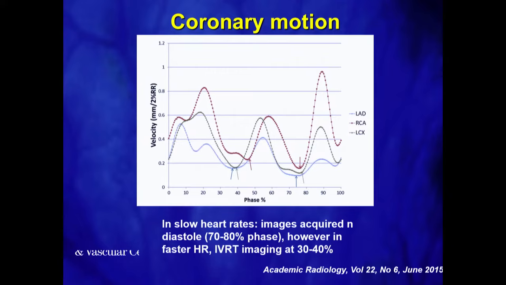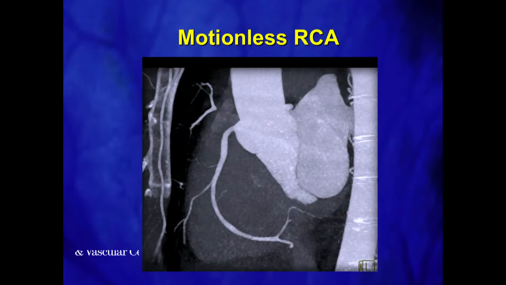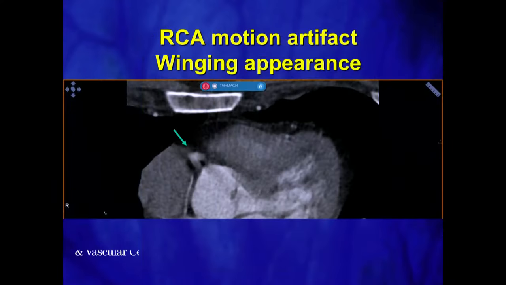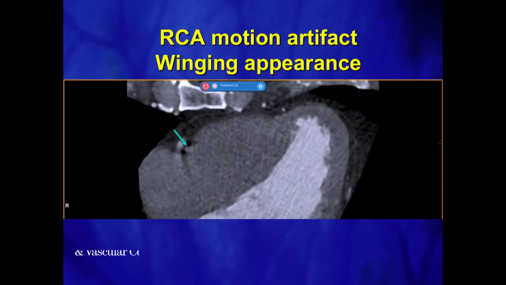So this usually corresponds to 70 to 80% of the RR interval right before the atrial kick, because as you can see here over the P wave, you have a very sharp rise in those coronary velocities. But there's another phase in the cardiac cycle where coronaries also have less motion, and this is during the isovolemic relaxation time, which is around 30 to 40% of the RR interval. And really, what we want to achieve is basically a motionless right coronary artery, which has the highest velocity among all coronary segments.